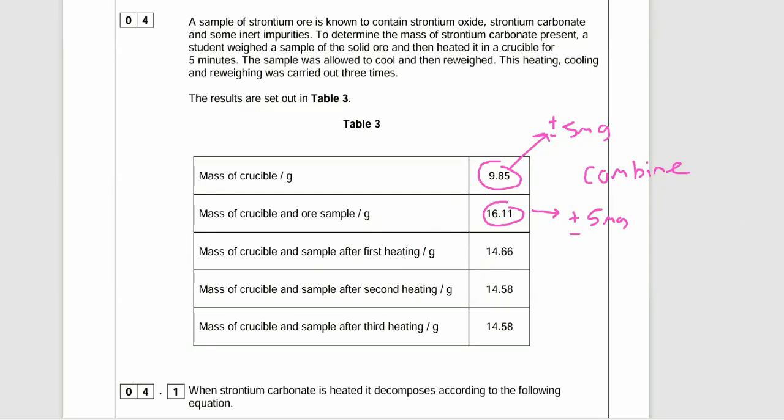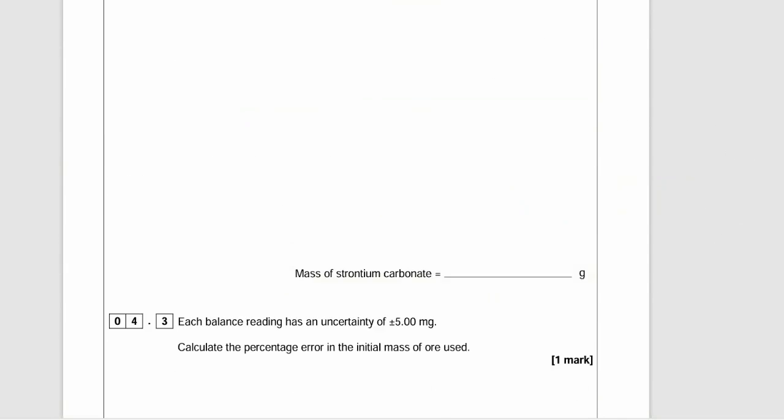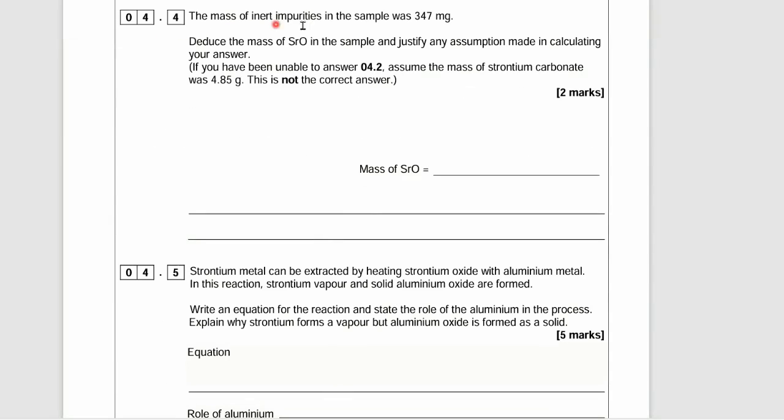So here I am combining the two levels of uncertainty for each of the measurements, one at 9.85, one at 16.11. Okay, let's move on.